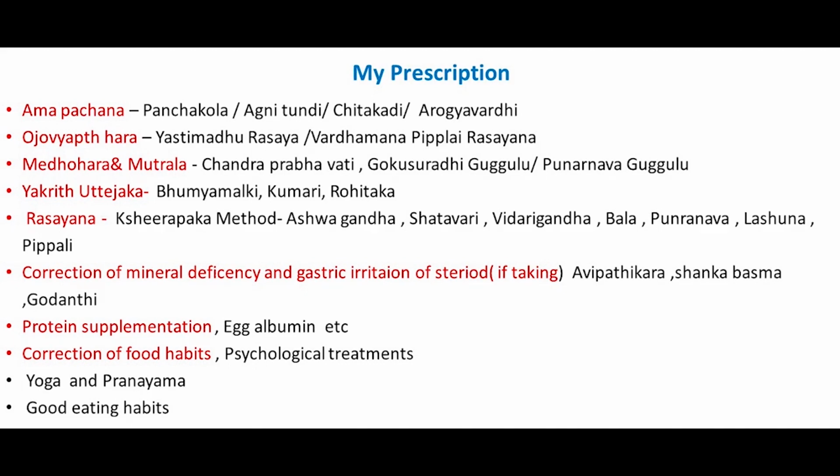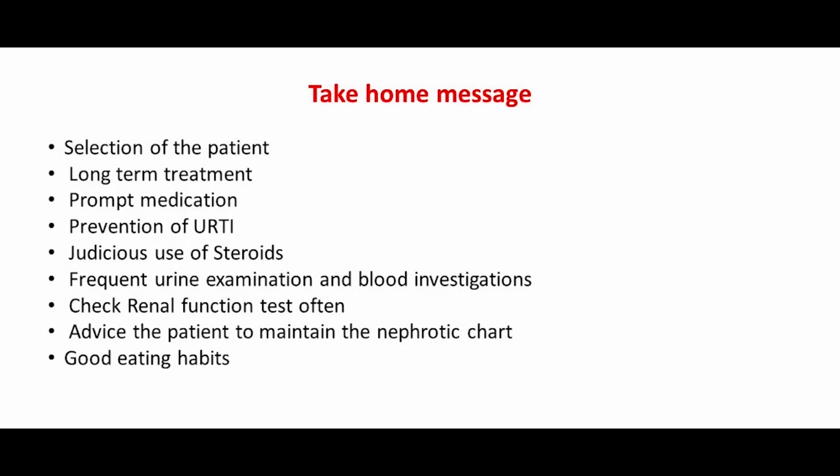Next. So last, what is the take home message? Selection of the patient is very, very important. Then long term treatment is required. Prompt medication is required. Prevention of upper respiratory infection is a key point. Judicious use of steroids. Then frequent urine examination and blood investigations should be done, and check the renal function test frequently, and advise the patient to maintain the nephrotic chart. The nephrotic chart contains all the details of nephrotic syndrome, and advise the patient on good eating habits.